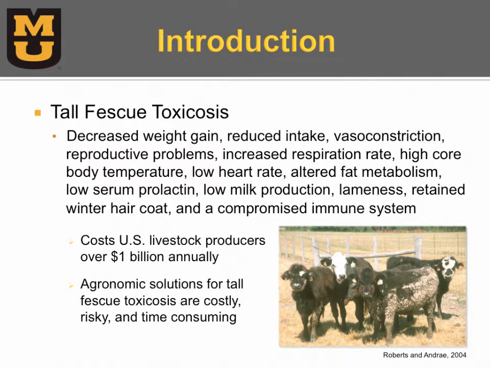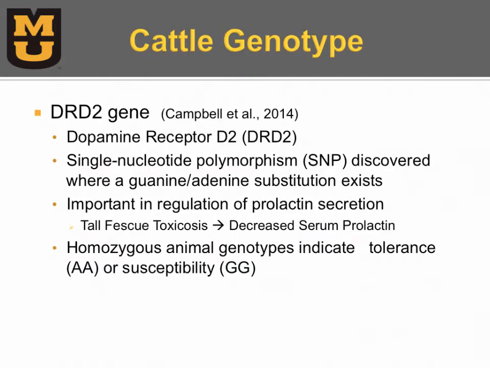Tall fescue toxicosis causes many negative effects in livestock. The first two I have listed here, decreased weight gain and reduced intake, are the two which I will be covering a little later. This is a long list of a whole bunch of negative effects I won't read off, but none of them are good for the animals. It ends up costing U.S. livestock producers over $1 billion annually. Agronomic solutions for tall fescue toxicosis are costly, risky, and time-consuming.